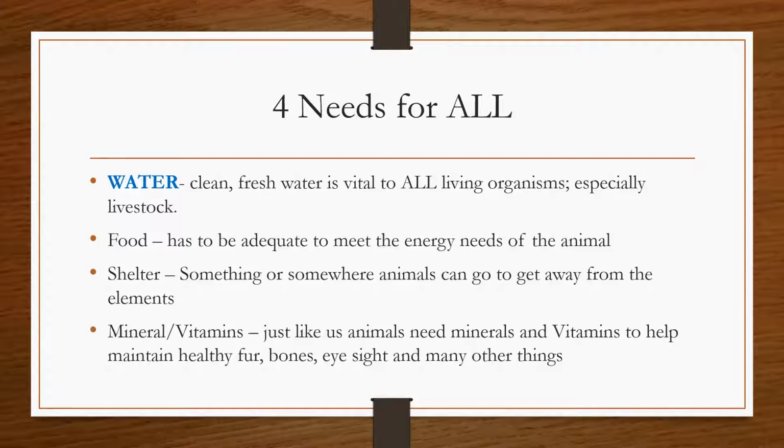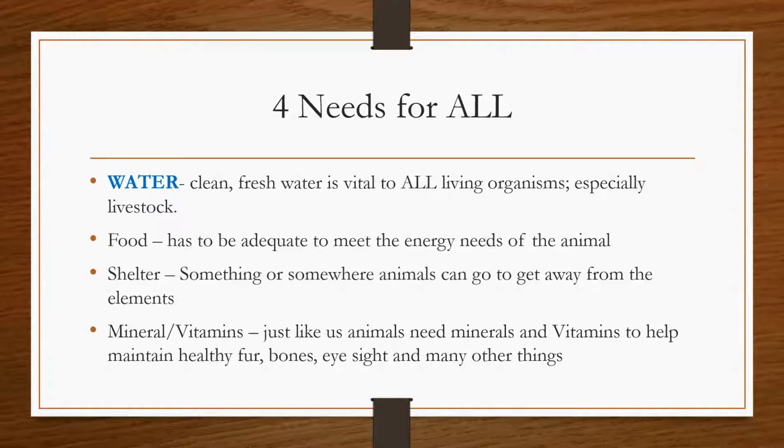And then food. It has to be adequate to meet the energy needs of the animal. So let's say you have a dog, he's really high energy. You have a cat and maybe he's a senior cat and he really doesn't use that much energy. So they would have two different types of food. One would provide more protein, more energy for the puppy, and then the senior cat food would probably be easier to digest and would focus more on just maintaining their health.